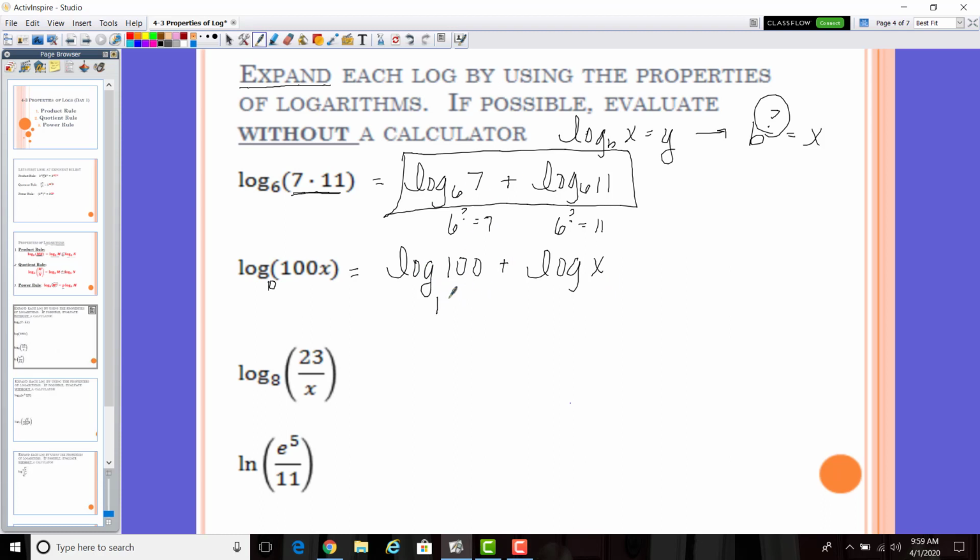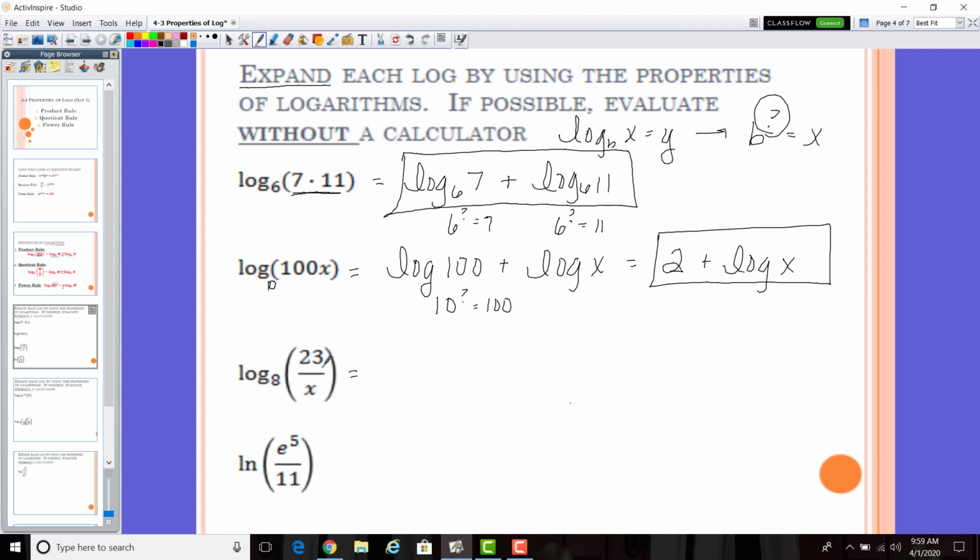So this common log is asking, does 10 to any power equal 100? Well, that answer is yes. 10 squared equals 100, so this log has a value of 2. So my final answer will be 2 plus the common log of x.